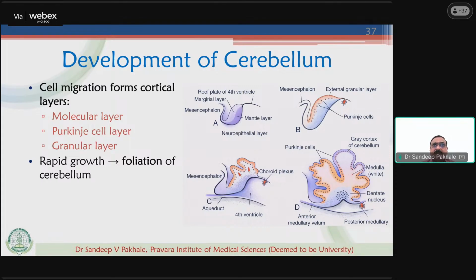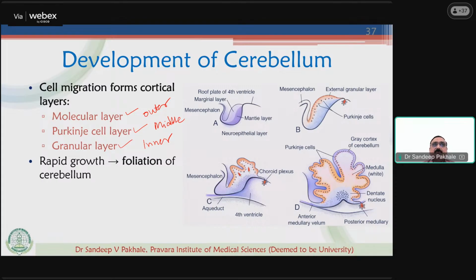With further development, extensive cell migration leads to the formation of the characteristic three-layered cerebellar cortex. And these three layers we all know: molecular layer, Purkinje cell layer, and granular layer. This is the outer molecular layer, middle Purkinje cell layer, and inner granular layer. The Purkinje cells act as the principal output neuron, while the granular layer contains densely packed interneurons.